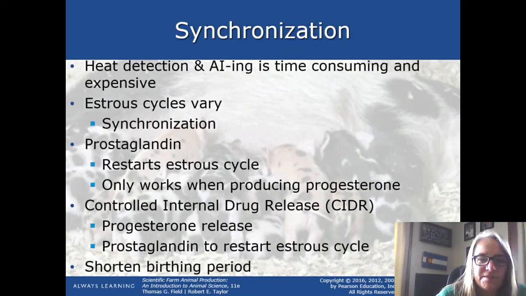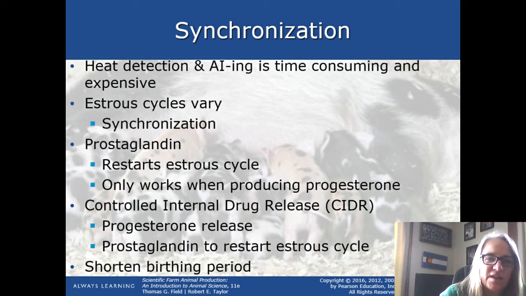Now, for the semen to be put into the female, heat detection and AIing, specifically heat detection, has to happen. Heat detection can be tricky and time-consuming and expensive. There's a lot of different ways that it's handled. So we'll go through just a few of them.